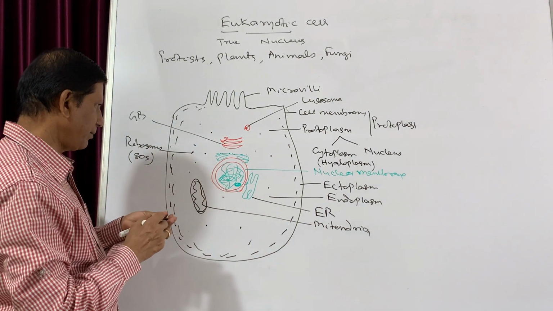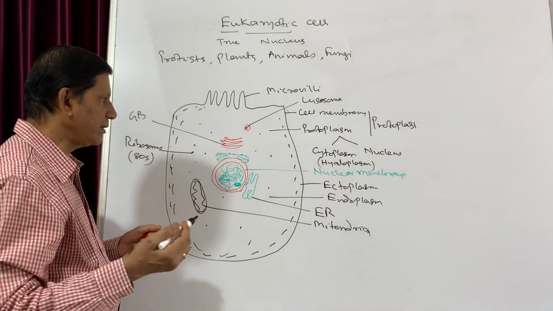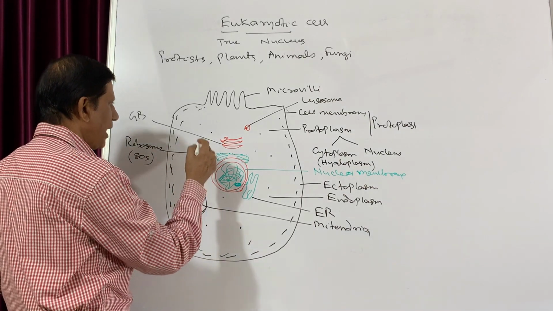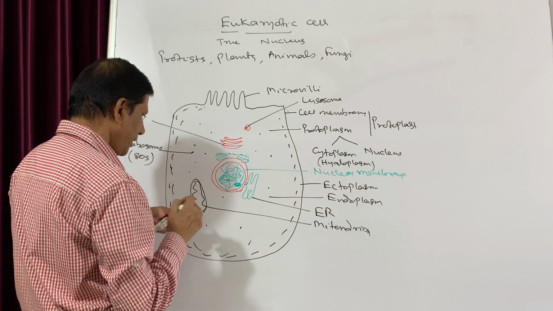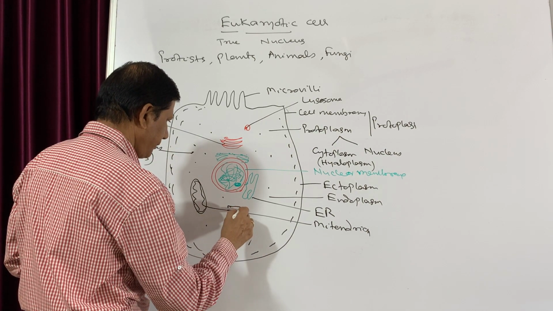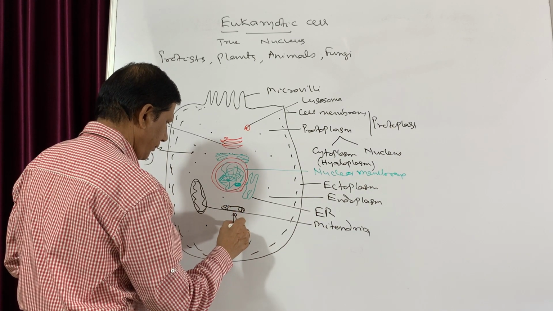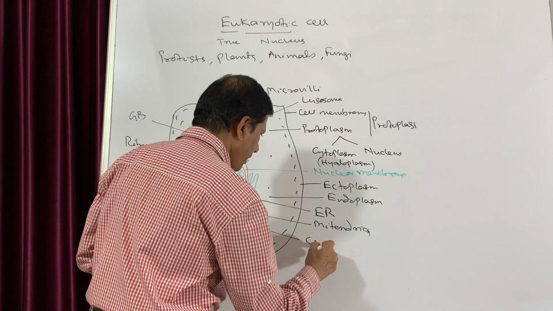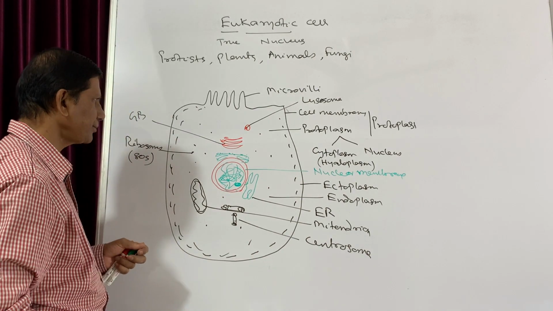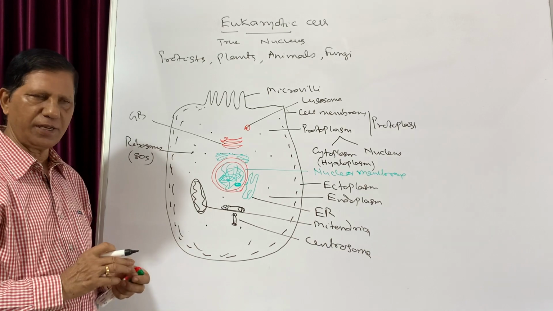Then also you will get the microtubules and the microfilaments. Also the centriole is there. Here we can draw the centriole. So this is the centrosome, and the centrosome contains two centrioles. So this is the overall structure of the animal cell.